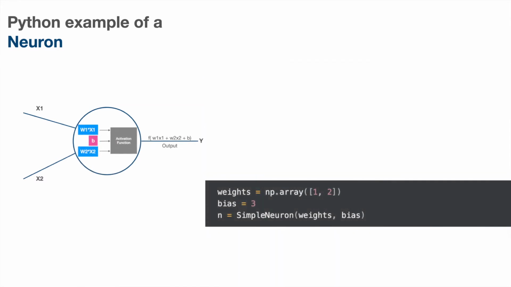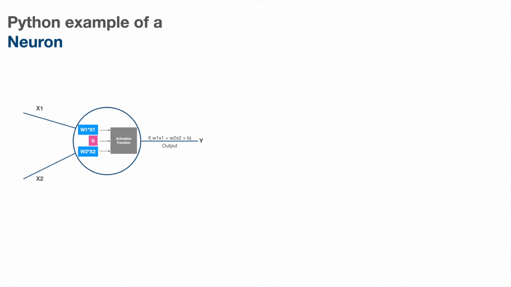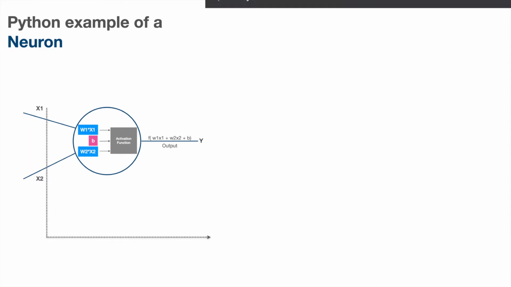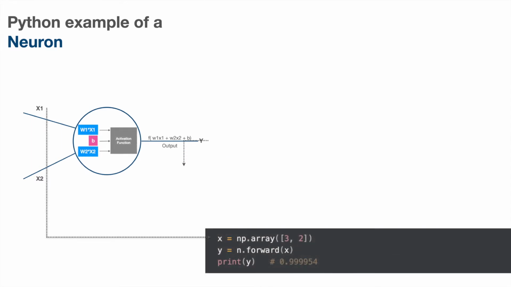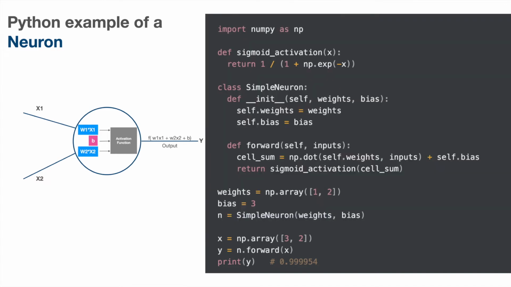We'll randomly initialize the values of weights to be 1 and 2 and bias to be 3. We'll then create an instance of the neuron class we created earlier. Finally, we assign some input values and call the function using the instance we created. This gives us the output 0.999954, which is same as what we calculated manually. That's how a simple neuron would look like in Python, and here is the complete code for the neuron.